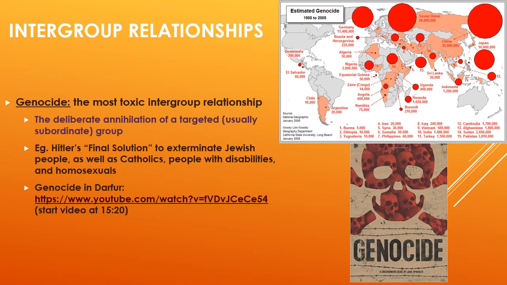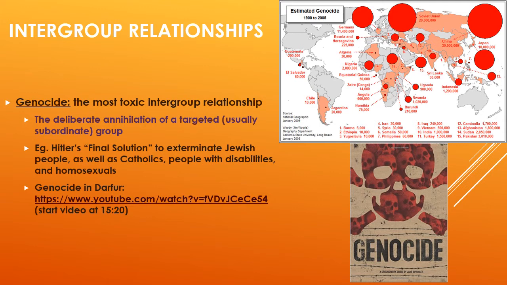Now, the final and most toxic intergroup relation is genocide. Genocide represents and describes the deliberate annihilation of a targeted, usually subordinate group. Hitler's, quote, final solution to exterminate all Jewish people, as well as Catholics, people with disabilities, and homosexuals, is a prime example of genocide. However, genocide continues into the present day in the 21st century, such as in Darfur in Sudan, where 500,000 people of Darfuri descent have been deliberately exterminated by government-funded militia groups.